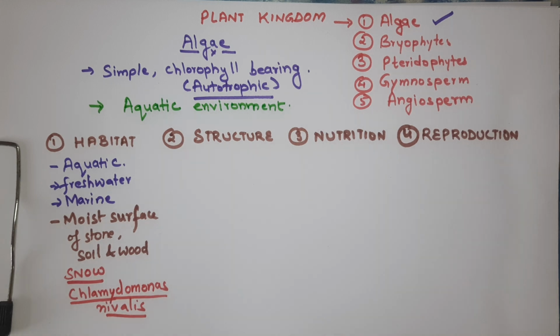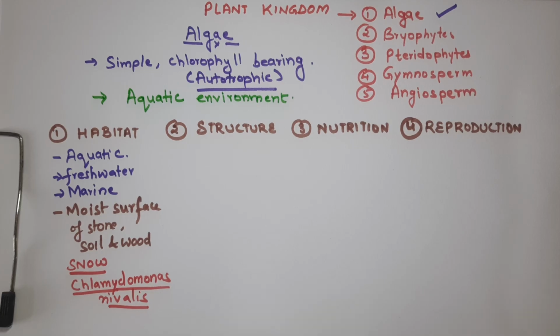Apart from this, there are some algae that show symbiotic association also. For example, with fungi, the example is the lichens, and with animals, the coral reef. Now quickly let's talk about the structure.